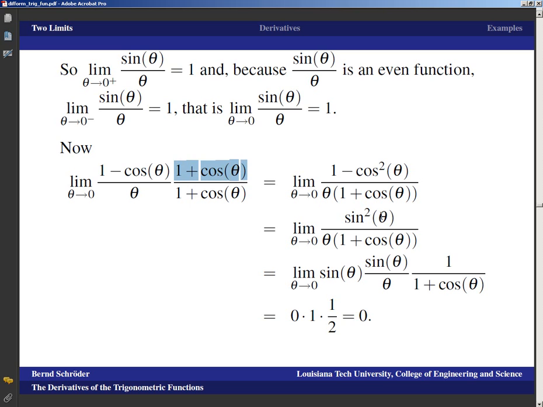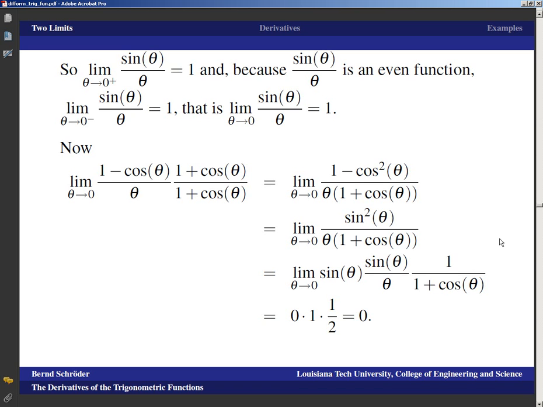Once you've got a sine squared in the numerator, you realize the sine squared with the theta gives me something I can deal with. I can deal with the sine by itself, and the 1 plus cosine theta in the denominator is not an issue because that goes to 2 as theta goes to 0. So what I'm trying to tell you here is this kind of thing can be understood. I also understand that it is not everybody's cup of tea.